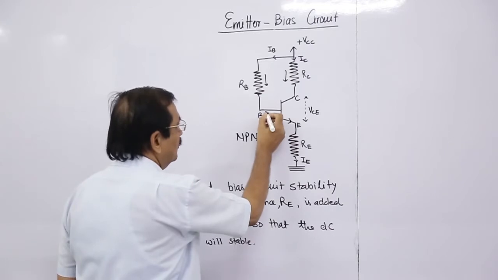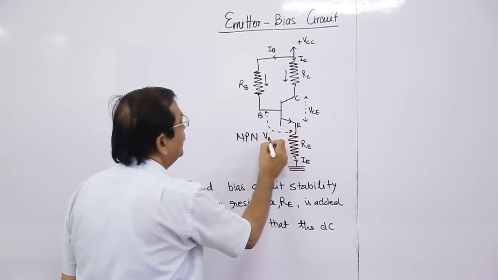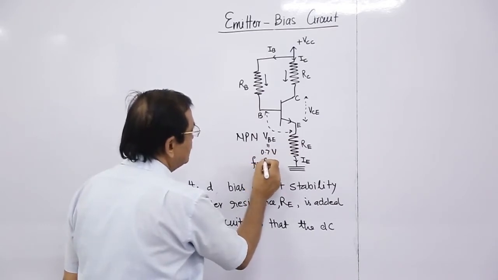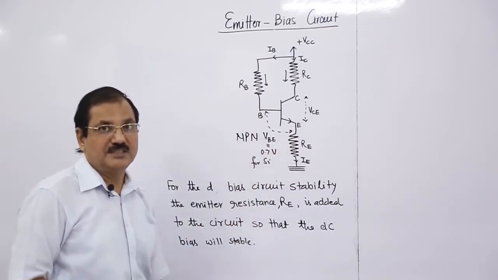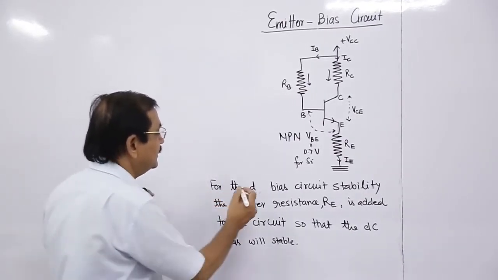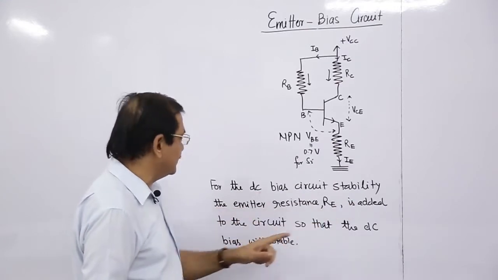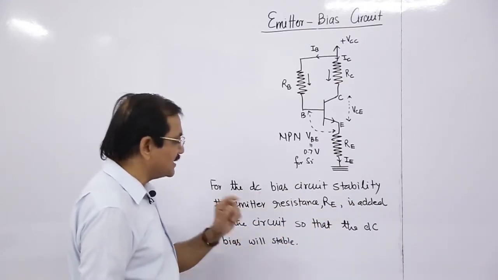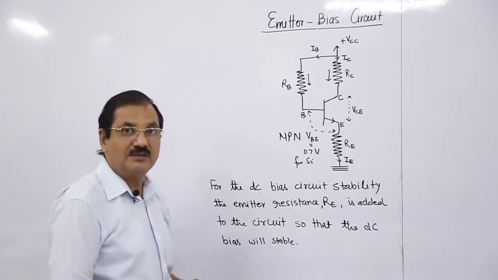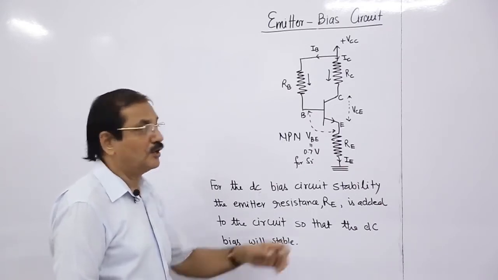Now, across the base-emitter junction, the voltage is VBE. This voltage is equal to 0.7 volt for silicon. For the DC bias circuit stability, the emitter resistance RE is added to the circuit so that the DC bias will be stable. Now, the question is how it is stable? To answer this question, we have to consider the input loop and output loop of this circuit.